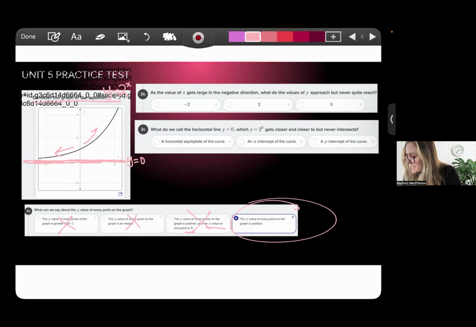Okay, 2b says, as the value of x gets large in the negative direction, what do the values of y approach but never reach? So in the negative direction, that means we're going this way. So as we go this way, the y values are getting closer and closer to 0, and they're never going to touch 0.